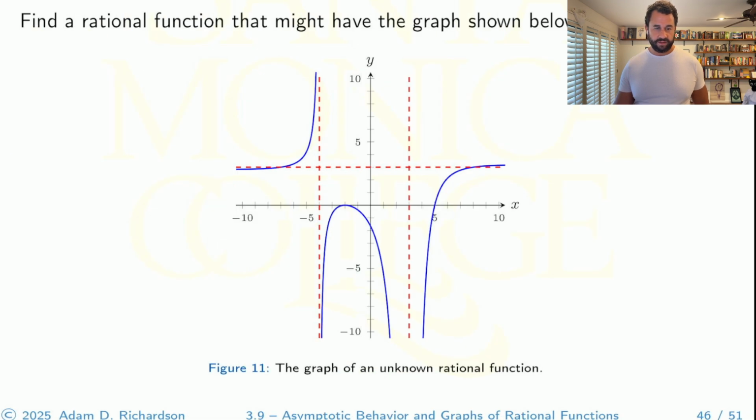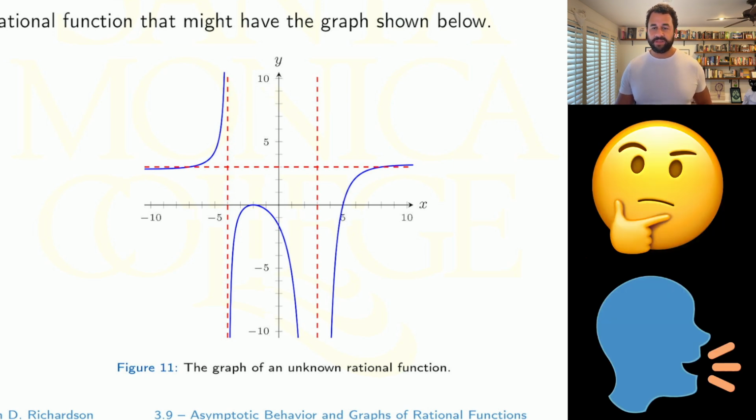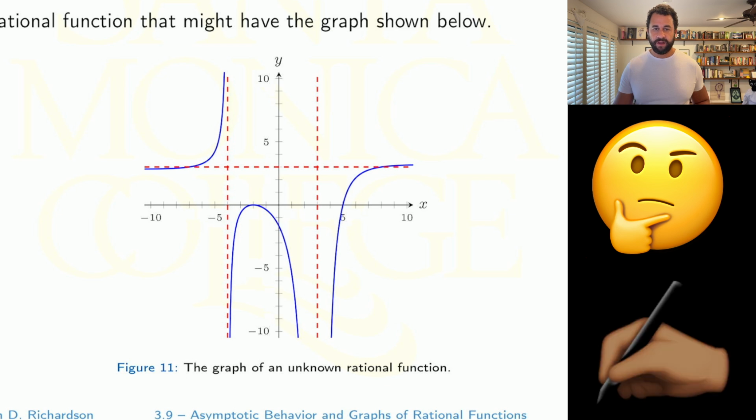Oh, sorry, that's not it. Hold on, hold on. There you go. Think about it, right? Start verbalizing some things. Maybe say out loud one thing you notice about the graph. Okay, and now try to work it out. Try to write a formula for that.